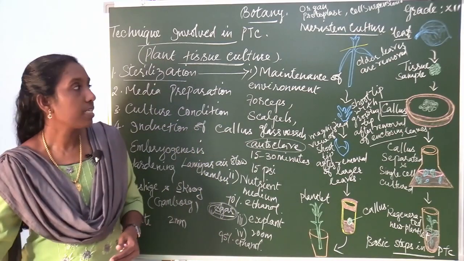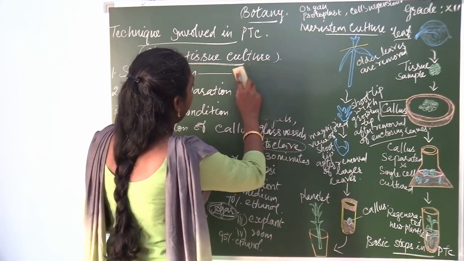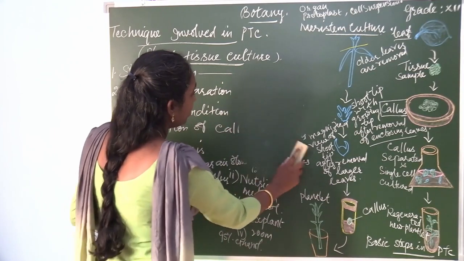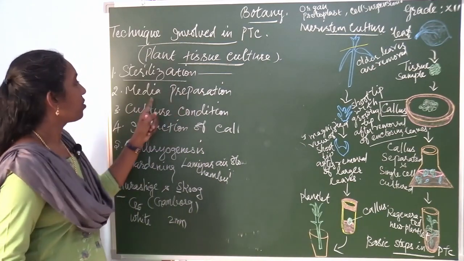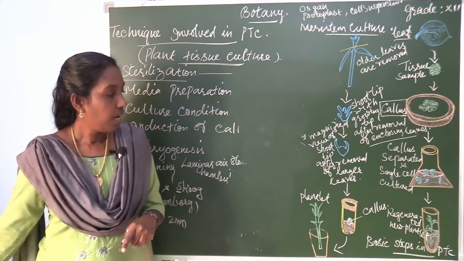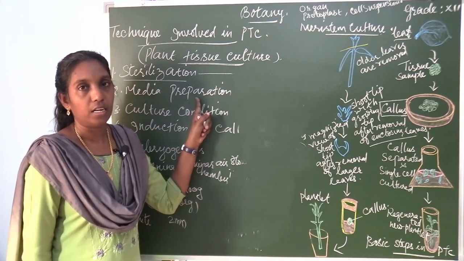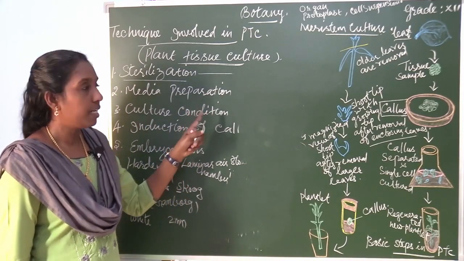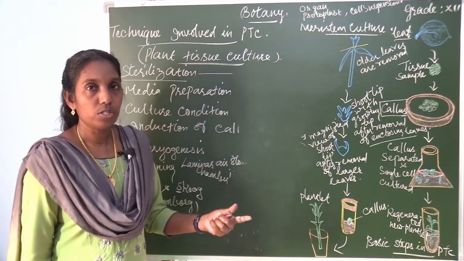So, the first process is sterilization. After sterilization, the second process is preparation of media. In the preparation of media, different media are used for culturing.